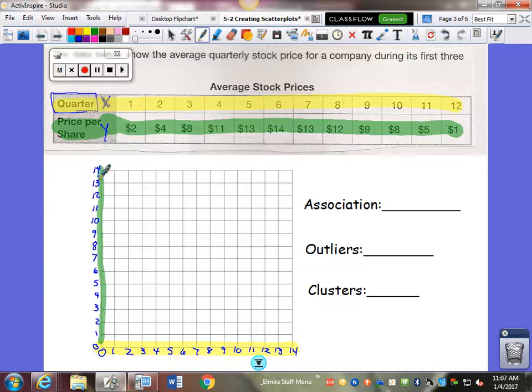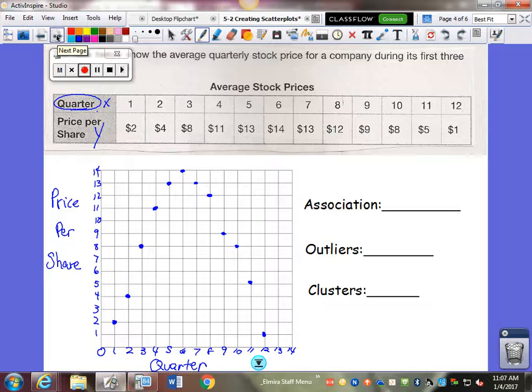Then we start graphing. 1, 2, 2, 4, 3, 8, and so on until we have the whole graph done. Voila.